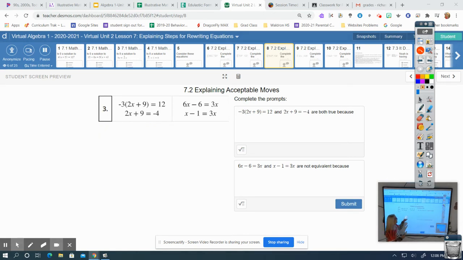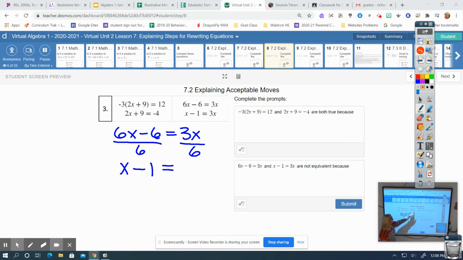Okay. Over here, we have 6x minus 6 equals 3x. And so what they tried to do here was get rid of the 6's by dividing by 6, but they messed up because they only divided one side by 6. When you do something to an equation to keep it equal, what you do to one side, you have to do to the other. So 6x divided by 6 is just x. -6 divided by 6 is 1.